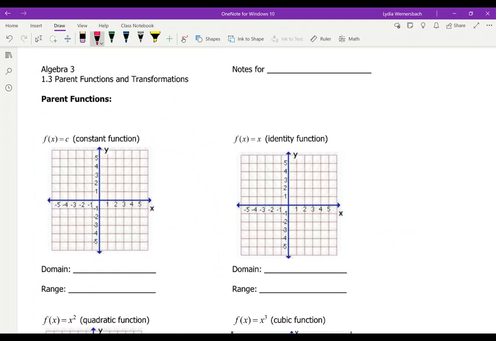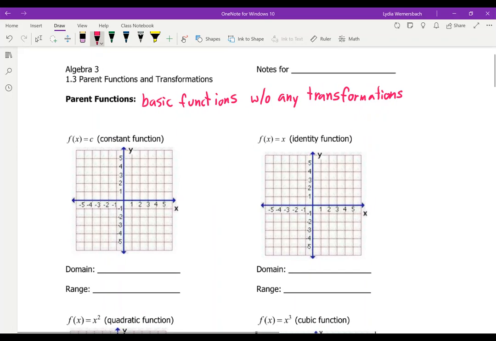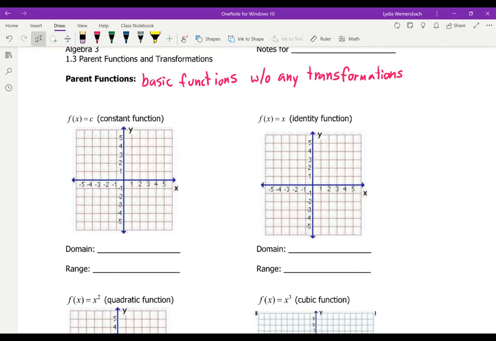So today we are going to be talking about parent functions. Parent functions are basic functions without any transformations, which we'll get into a little bit later today. But for right now, we just want to talk about these parent functions, all of which you should have learned in Algebra 2. So these shouldn't be new to you. They should be pretty straightforward.